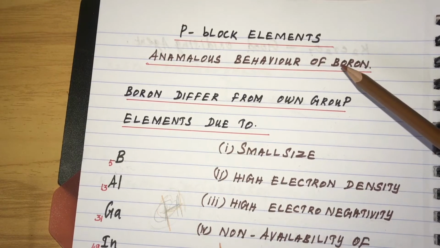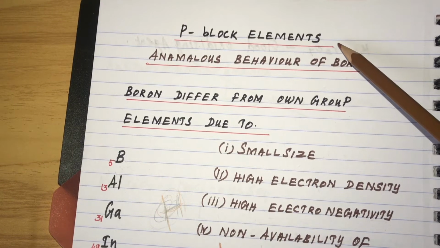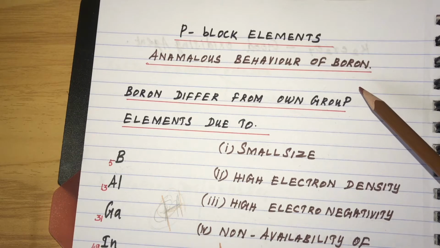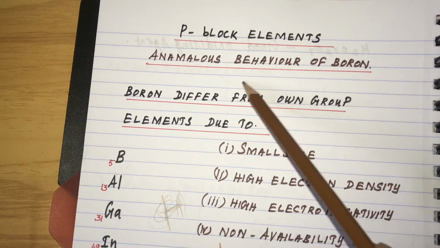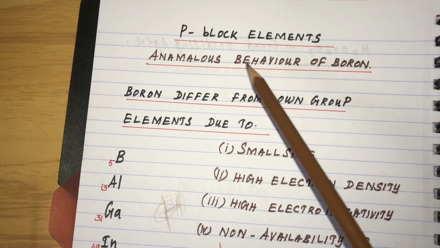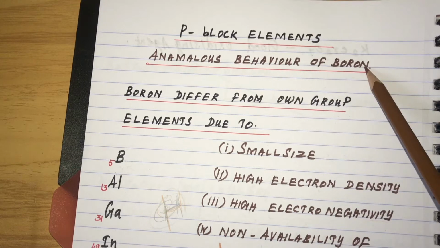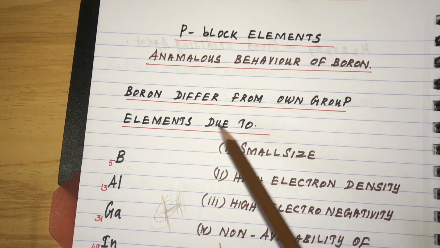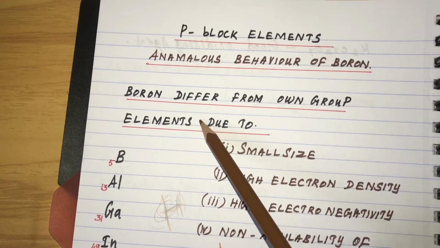Welcome students. Last class we studied p block elements, their introduction and position in the periodic table. This class we are going to see the anomalous behavior of boron. The anomalous behavior of boron is how boron differs from its own group elements in certain properties.